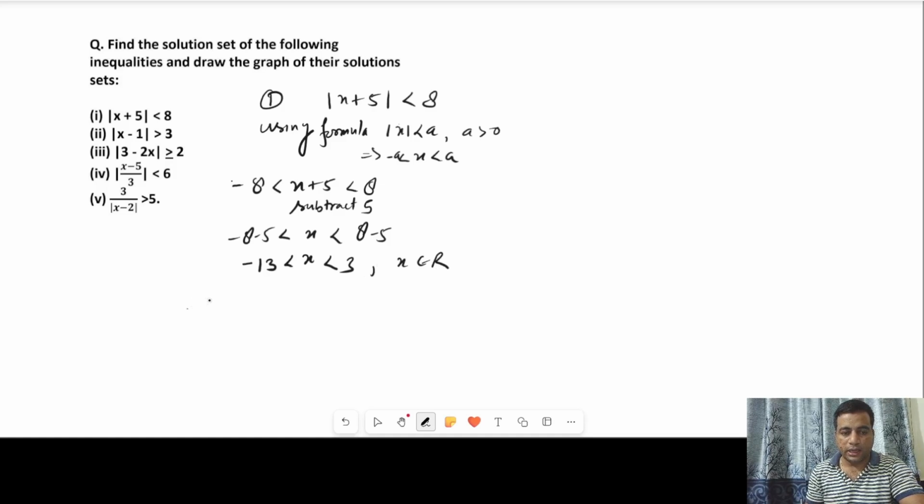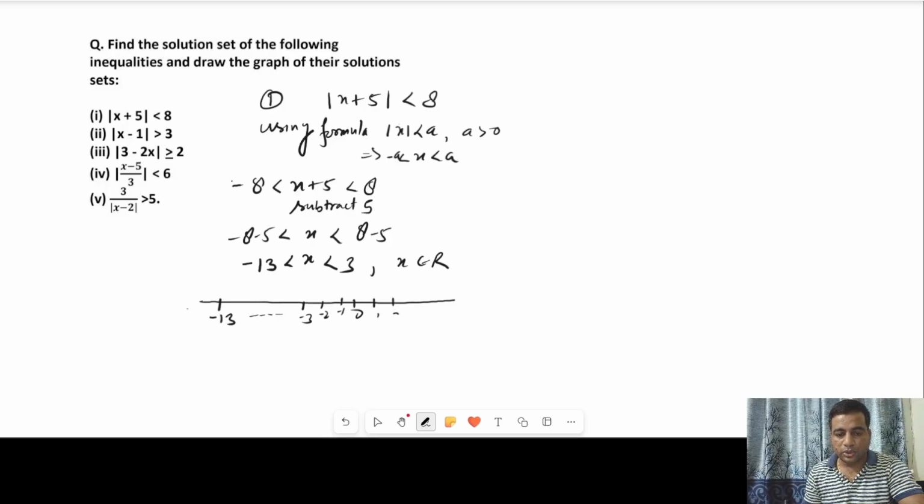Now draw on the real line, number line. Let this be 0, -1, -2, -3, and so on. Let here this be -13, and let this be 1, 2, 3. So x is strictly greater than -13 means -13 is excluded, and strictly less than 3 means 3 is also excluded, and all the real line between -13 and 3 is the solution. It's your solution graph.